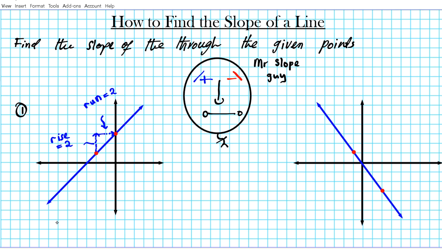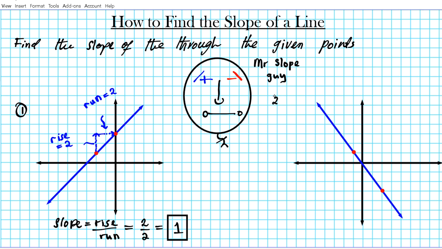Alrighty, so our slope is the ratio of the rise over run. So in this problem, the rise is 2 units and the run is 2 units, and we can reduce that. The final answer is positive 1, which harmonizes with what we indicated with the left eye of Mr. Slope Guy. All right, let's take a look at another example, number 2.